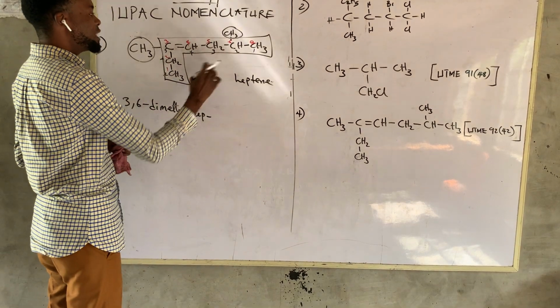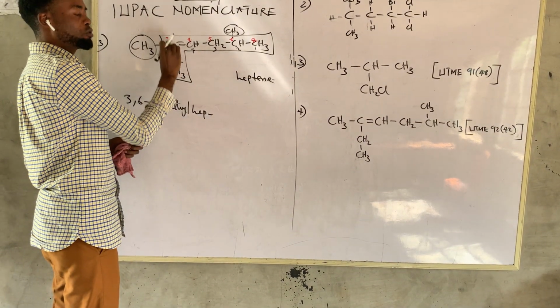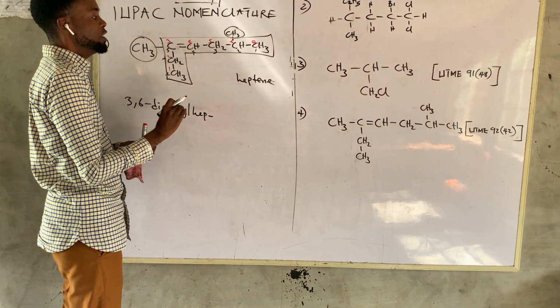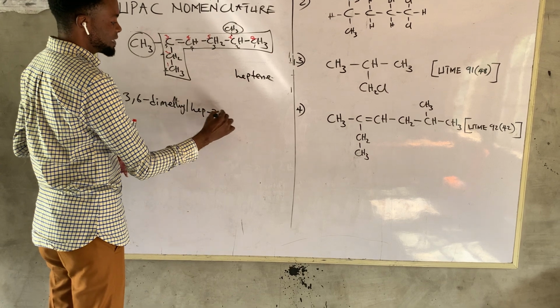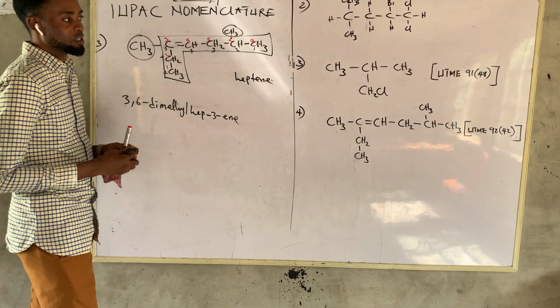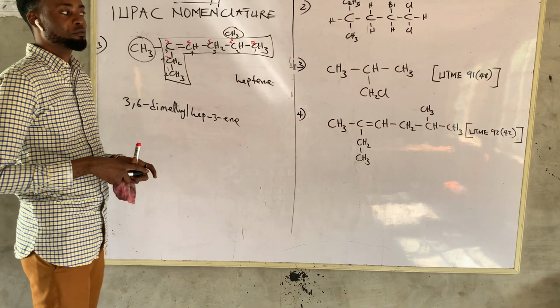Now it's heptene, but we have to show the position of the functional group, which is the double bond. So it will be hept-3-ene. This double bond is on carbon 3. So this is UTME question 1992, question 42.